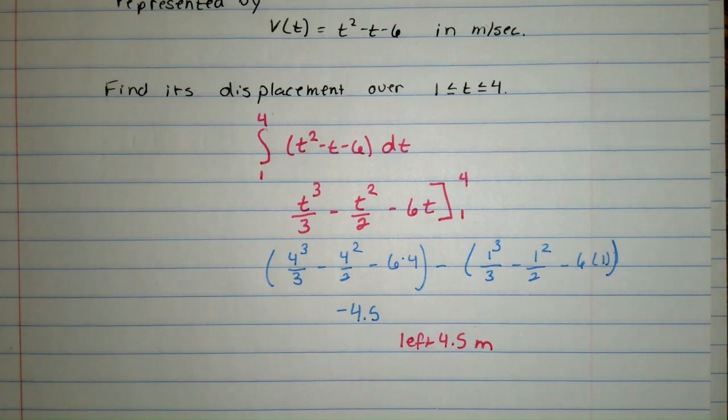4.5 meters. So between 1 second and 4 seconds, it has moved left 4.5 spaces. That doesn't mean it's only moved 4.5 spaces. It's just that its net change is 4.5 meters to the left.